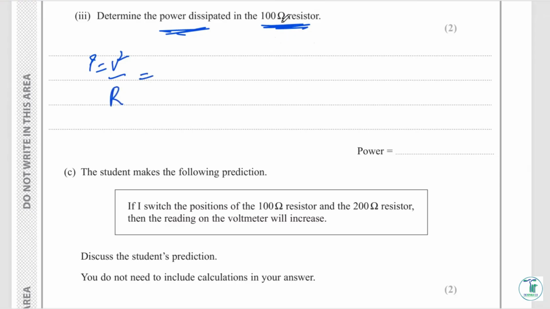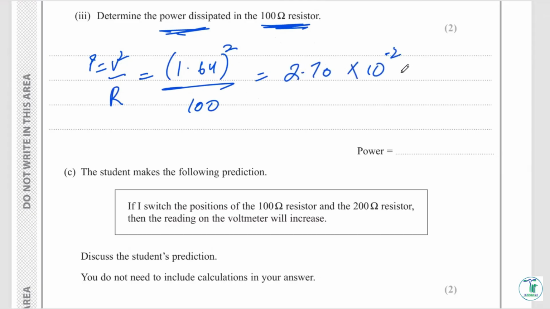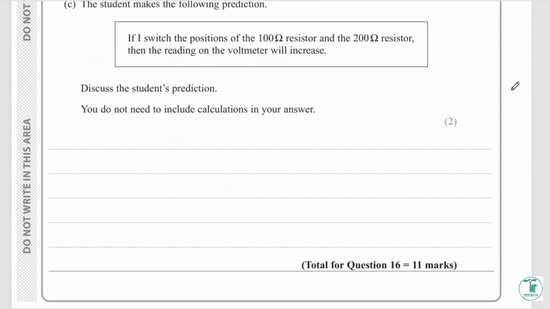The voltage across that circuit was something like 1.64 squared divided by the resistance, that is 100. I'm going to divide them down and I'll be having 2.70 times 10 raised to the power of minus 2 watts. So that is how I can get myself the final power.